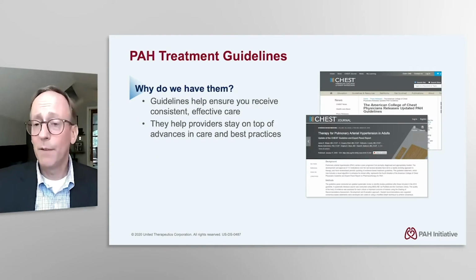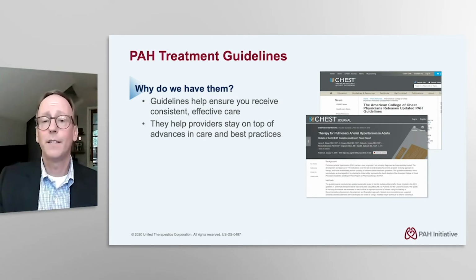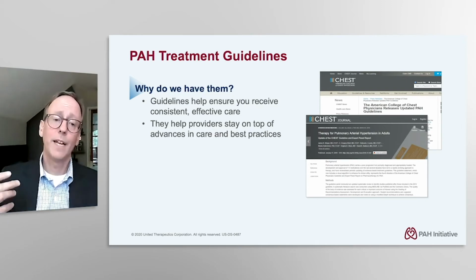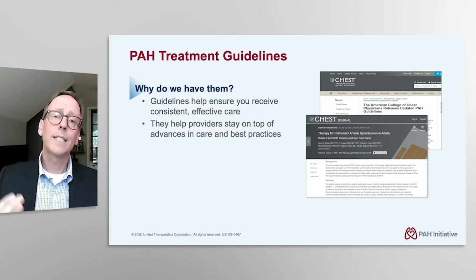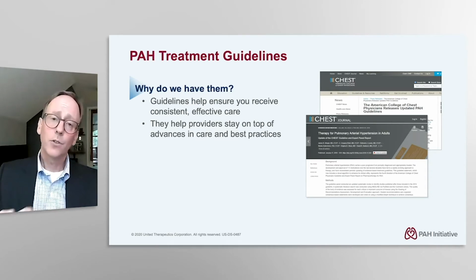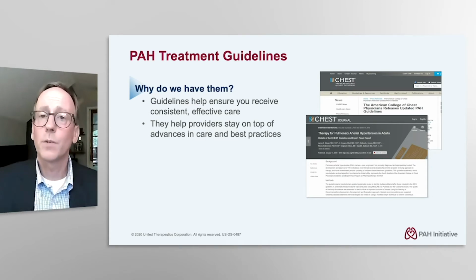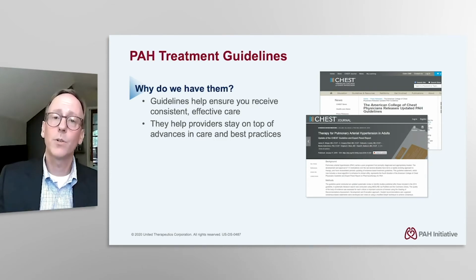So why do we have them? I've explained a little bit of it already, but guidelines help us ensure that you receive consistent, effective care. They help us stay on top of advances in care and best practices. Now you see over there on that right panel, another example from the American College of Chest Physicians. And these guidelines are produced at slightly different periods of time. So there might be one meeting that occurs last year, one that occurs this year, and one that occurs next year. And so just that slight variation in the research that occurs between each year might give us a little different insight into how this group of experts answers a question.